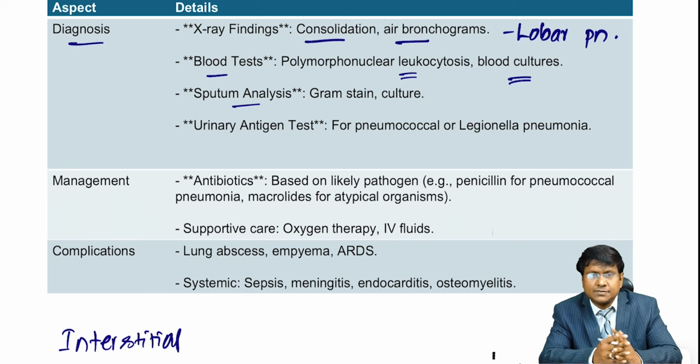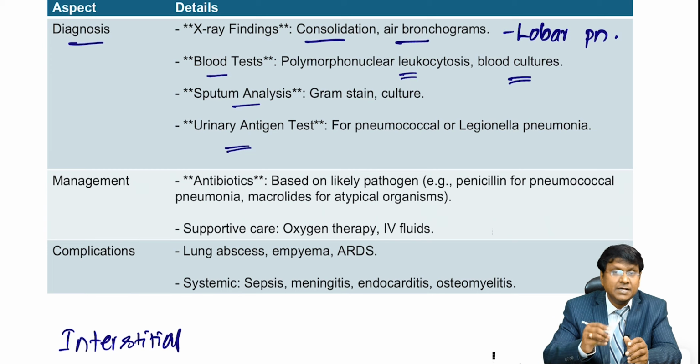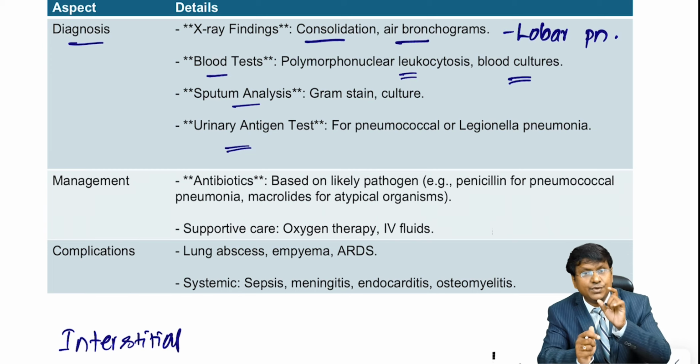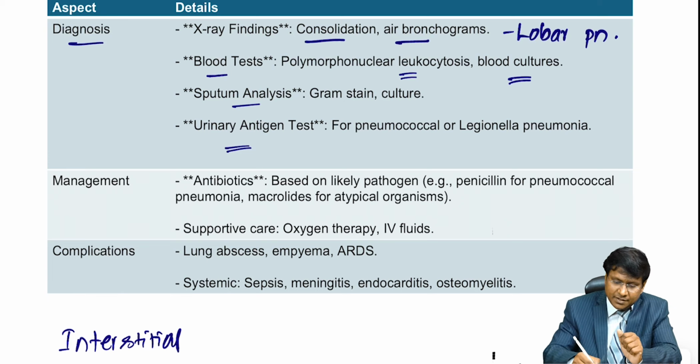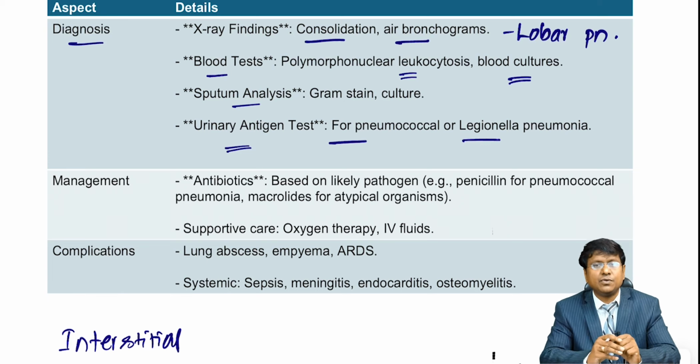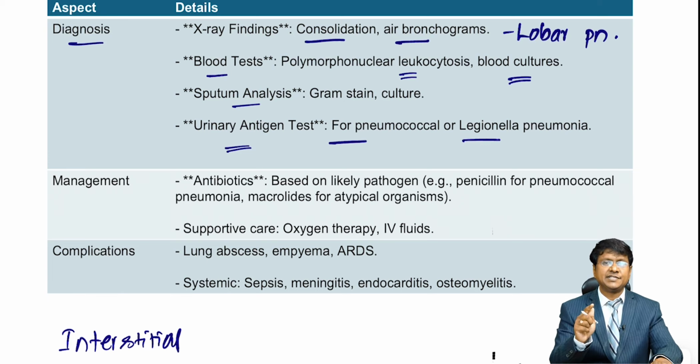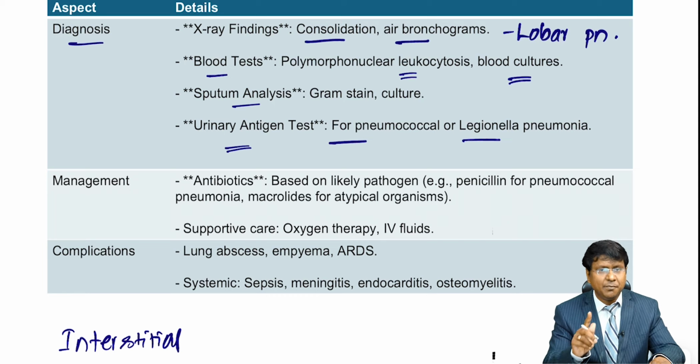And sputum analysis also is very important, where you need to do a gram stain and as well as culture and sensitivity. And for certain organisms, you need to do the urinary antigen test, and that is mainly for the Legionella and as well as the Streptococcus pneumoniae. Even the urinary antigen test of these organisms can also be positive.